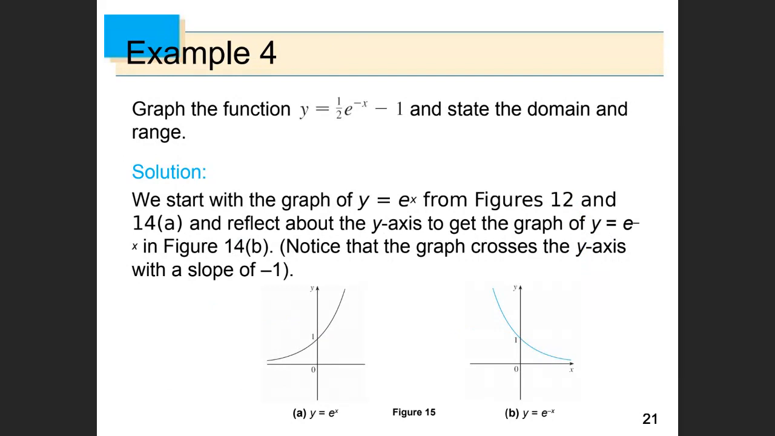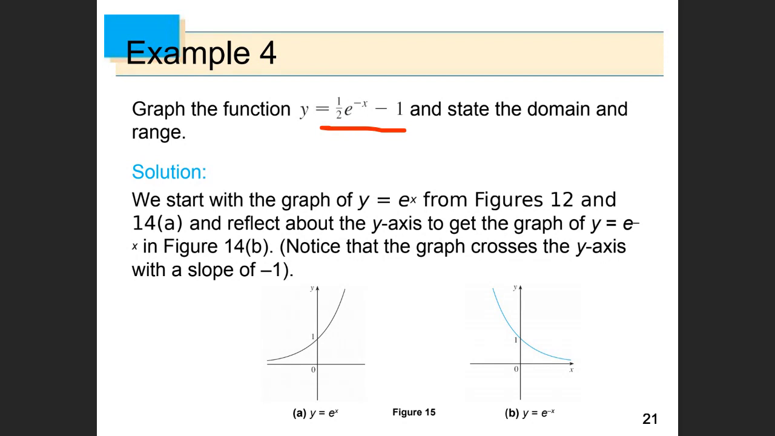Now, I say graph this function. I'll just add an extra word in there to say use transformation, because that's how I normally ask it. Use transformation to sketch this exponential function. And as usual, I say state the domain and the range. When I use the word state, it means you don't need to show me any working. You can just write the domain and the range.